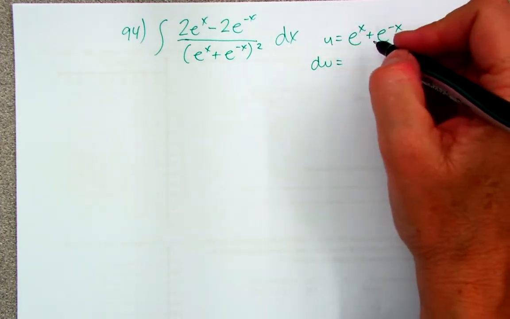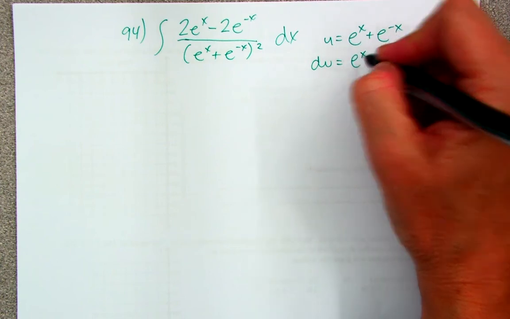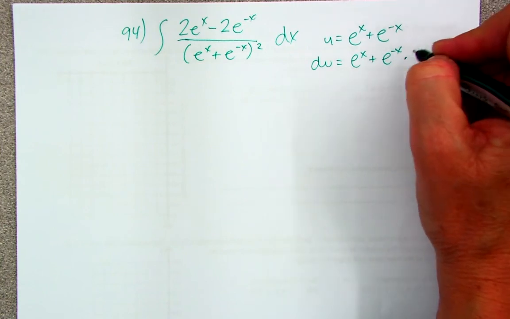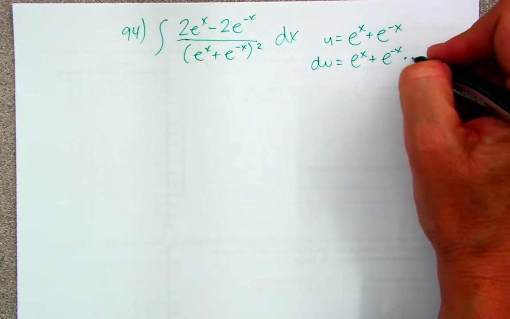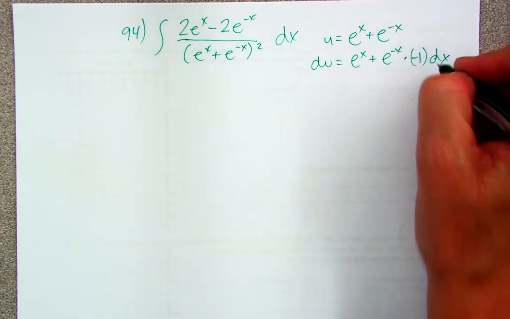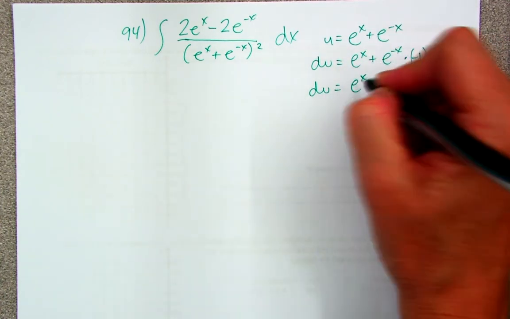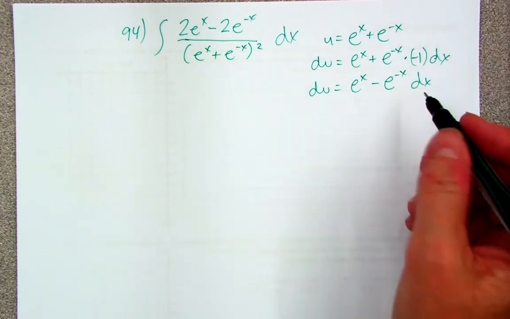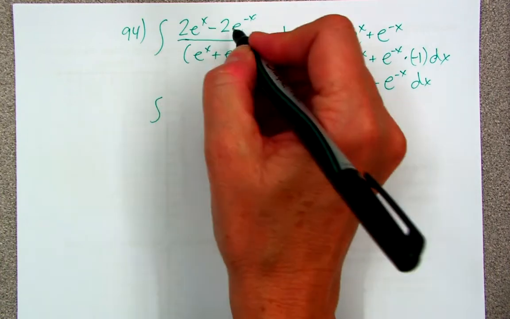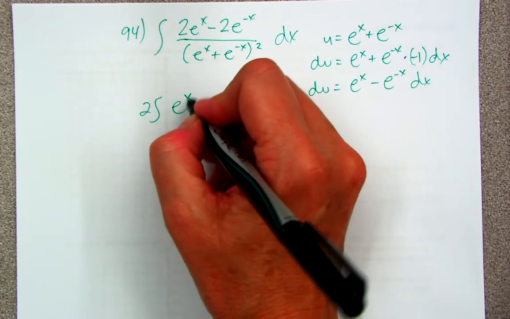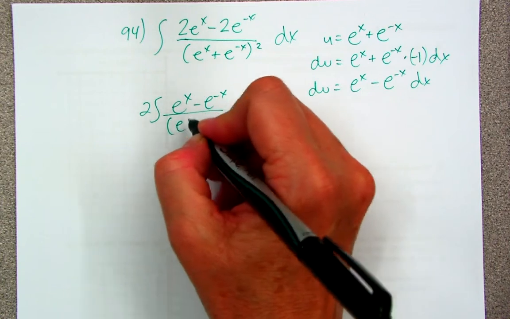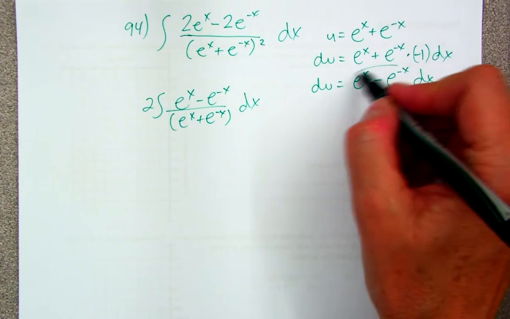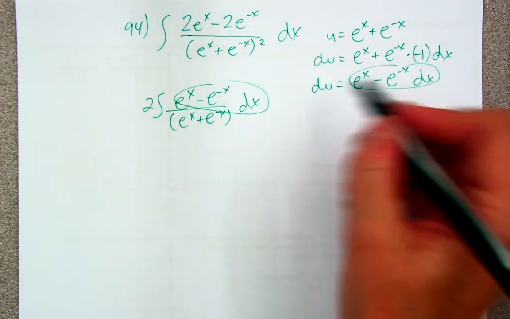Now let's take the derivative. The derivative of e to the x is just e to the x, plus the derivative of e to the negative x, which is itself times, here comes my chain rule, the derivative of the exponent, that would be negative 1. So let me rewrite that. du equals e to the x minus e to the negative x dx. That's actually what I need. I can factor out a 2 out of the numerator. So this here is this, which can be replaced with du.